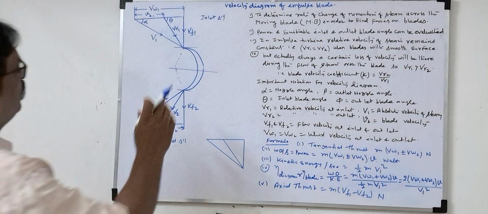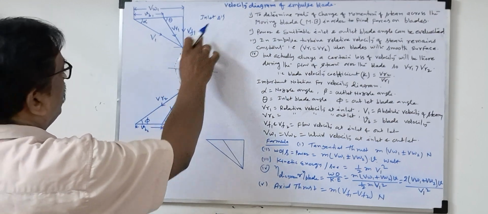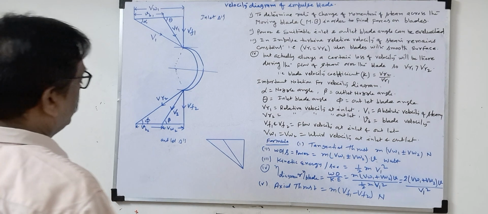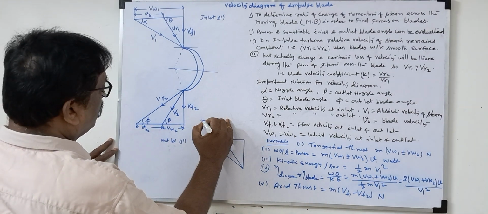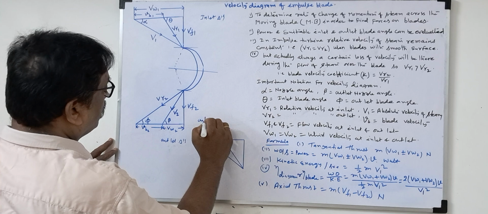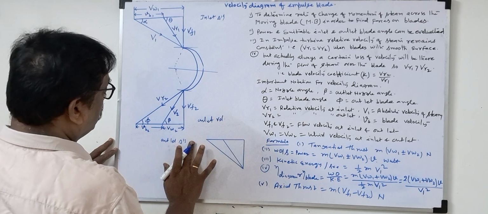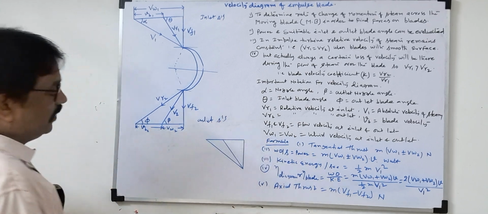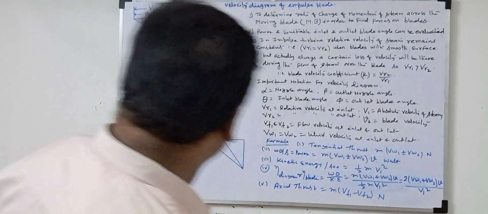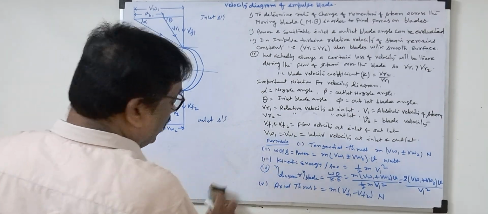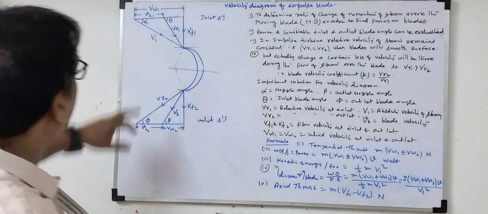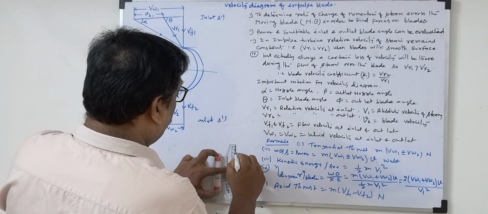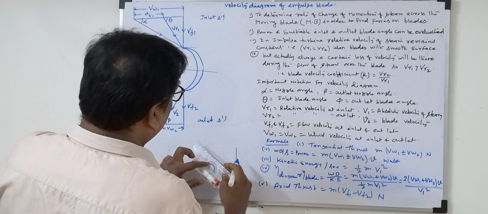Now what we'll do is combine the inlet and outlet triangles together. We'll combine the inlet and outlet velocities. So this is the outlet triangle. Now I'm just going to draw a little bigger diagram. Inlet and outlet triangles combined together give the velocity diagram. So first we'll draw the inlet triangle here.